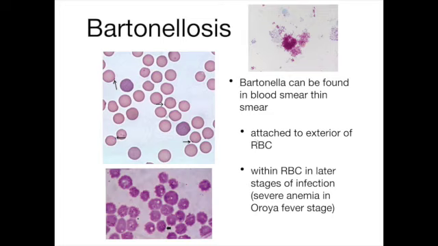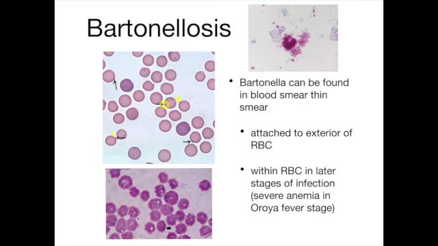So here we have a blood smear. It's found in a thin blood smear, and the Bartonella itself, you can see right here where the arrows are, they are actually attached to the outside of the red blood cell. If you just look at where the arrows are, you can see it attached to those red blood cells. So up here we have early stage infection. Down here at the bottom we have a late stage infection.